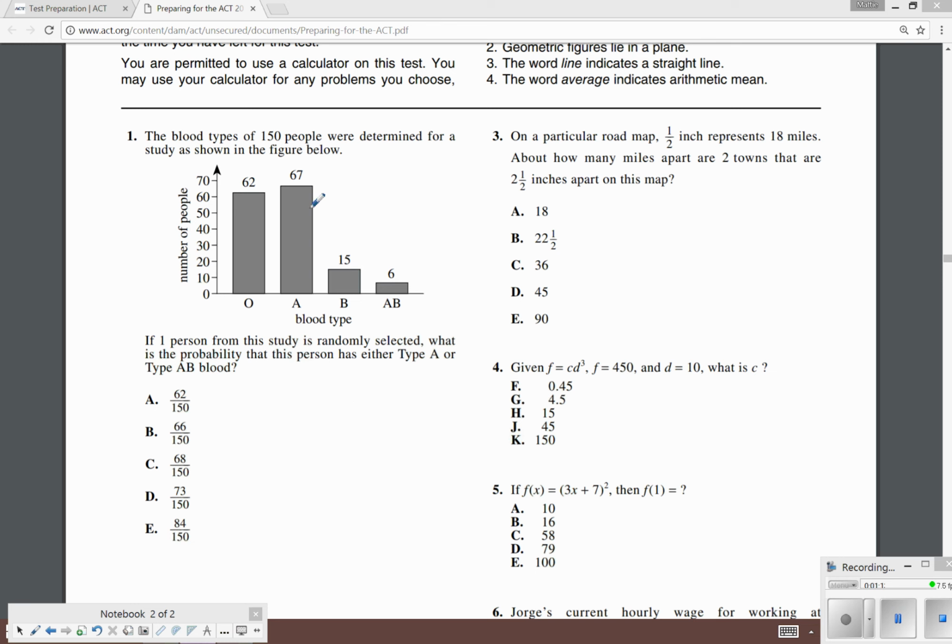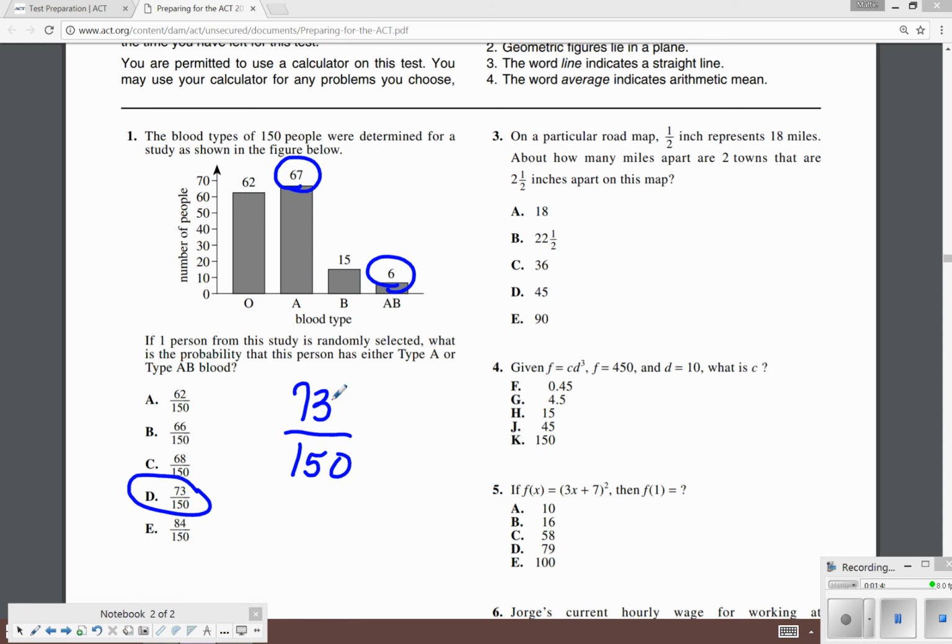Looking at the graph, type A blood, there are 67 people. Type AB blood, there are 6 people. So the number of people with either one of those would be 67 plus 6, so 73. Then I want to know how many people there are total, because probability is going to be representing how many people have those types of blood out of how many total people were asked. And they told us here that 150 people were asked. So 73 out of 150. If I look at my options here, I see that as choice D.